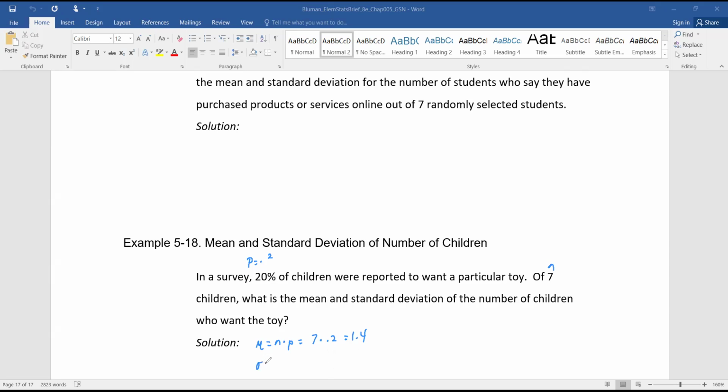To find the standard deviation, remember that's the square root of N times P times Q. I already did N and P, so that's going to be 1.4 times my Q, which is 0.8. So that comes out to 1 point, and there's 2 decimals here technically, so I'll go to 3. That's going to be 1.058 for my standard deviation. All right? And you simply just type them in the calculator. That's all I did.